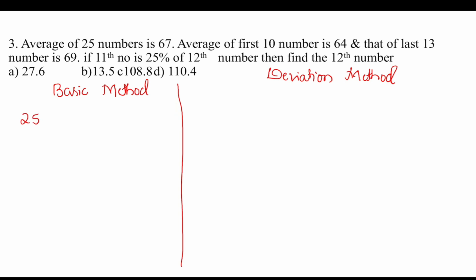So 25 numbers are there and the average of them is 67, isn't it? So number into average will give us the sum. So 25 into 67 is 1675. This is not a very easy multiplication you have to do. It will take a lot of time, isn't it?